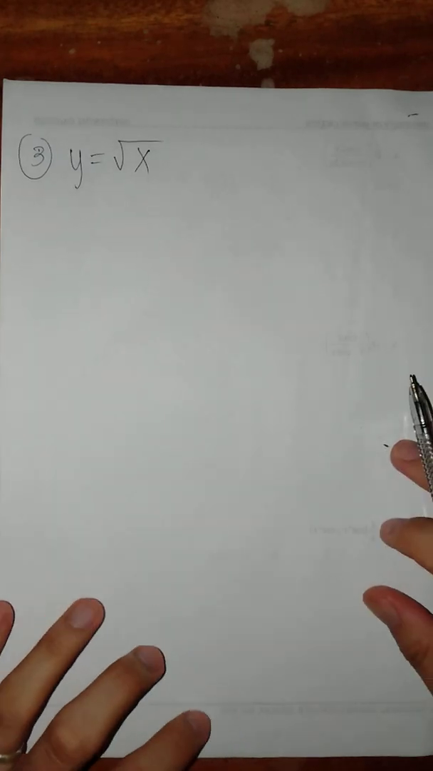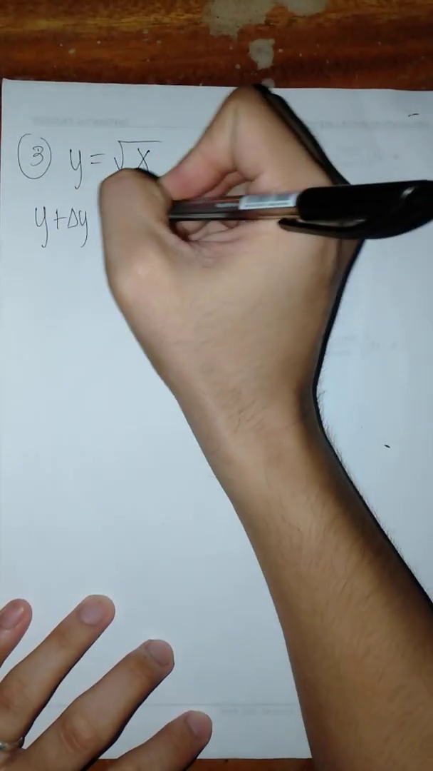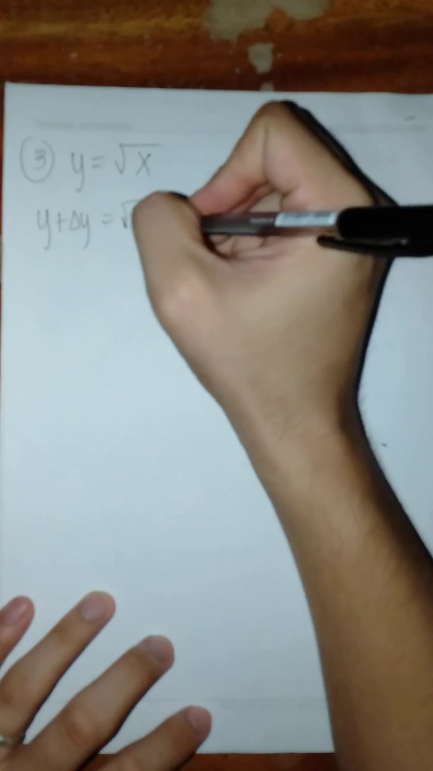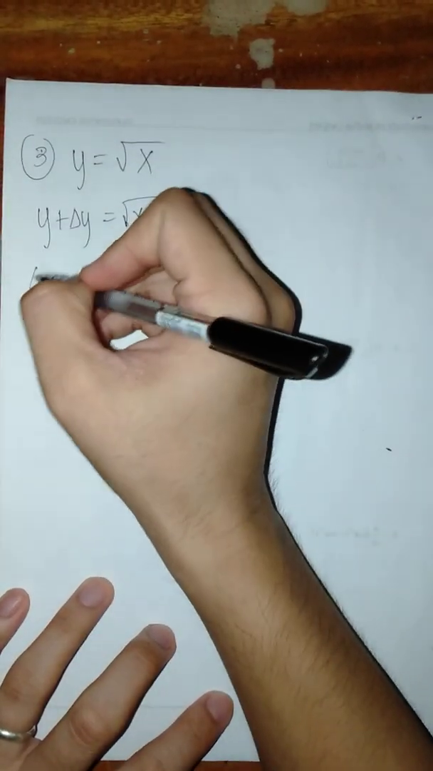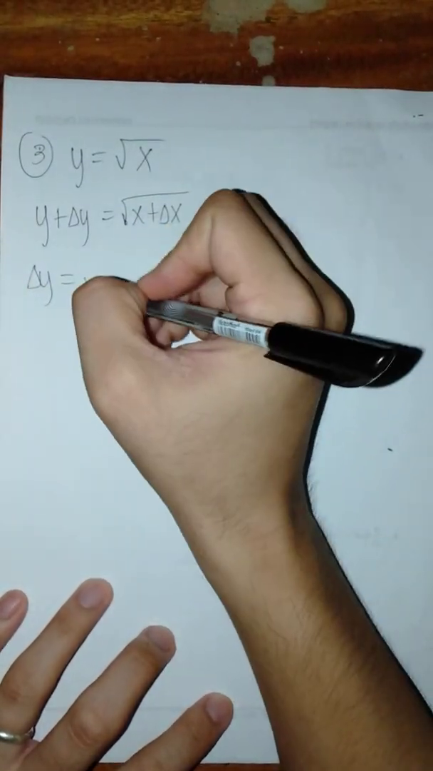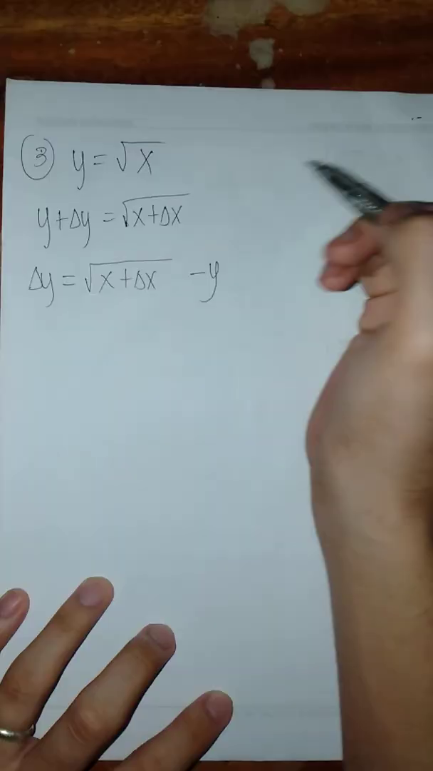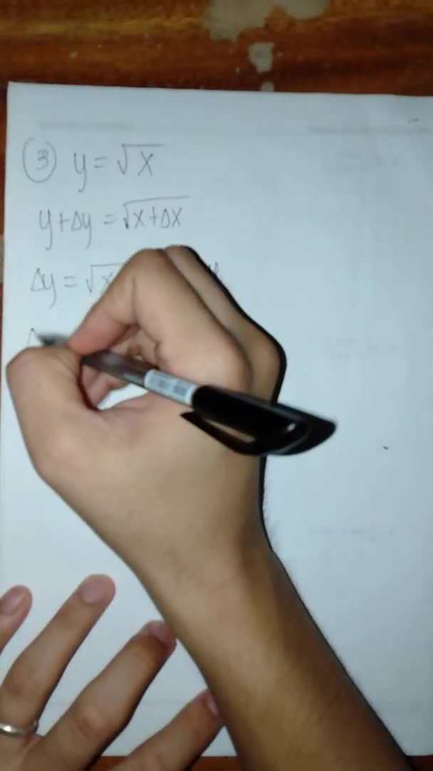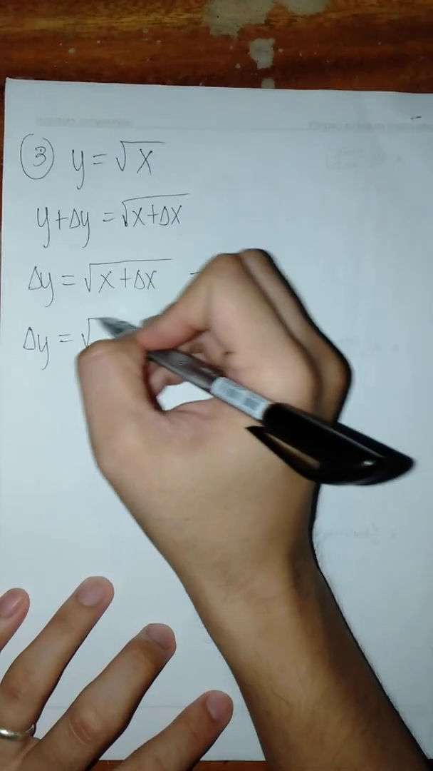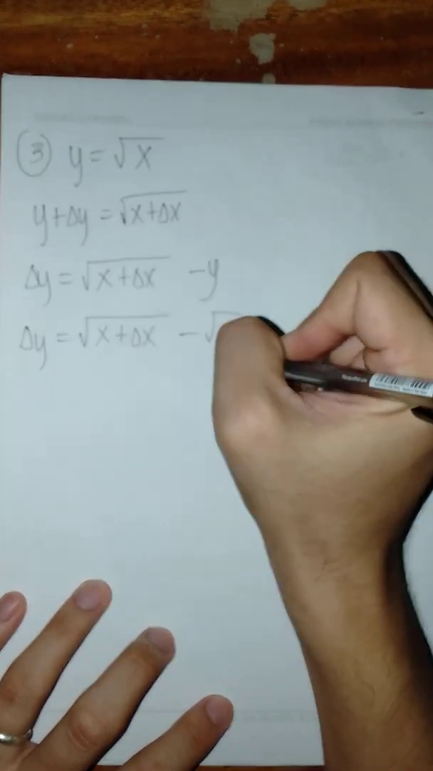So step number 1, replace y by y plus delta y. Then still, yung x mo, palitan mo pa rin ng x plus delta x. Then you transpose, di ba, y to the right. So delta y is equal to the square root of x plus delta x minus y. Then you replace y by the original function, which is square root of x. So delta y is equal to the square root of x plus delta x minus square root of x.